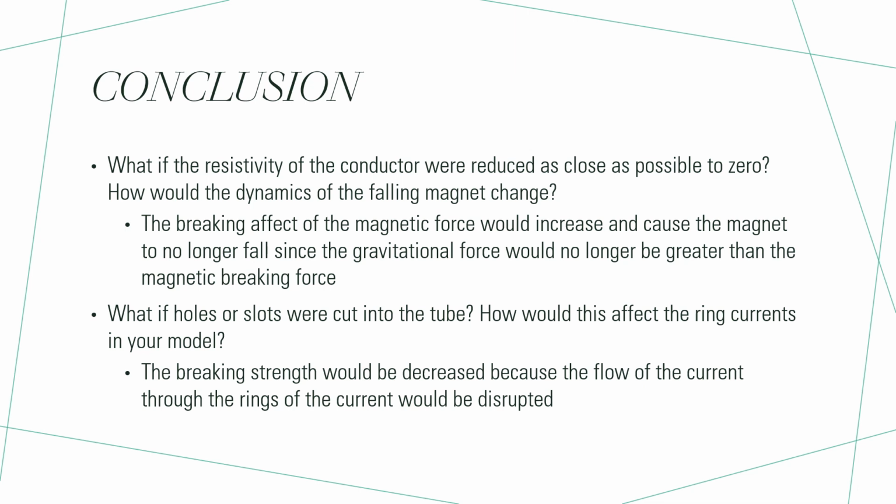Then finally, what if holes or slots were cut into the tube? How would this affect the ring currents? So the braking strength would decrease and cause the magnet to fall faster, because the flow of the current through the rings of the tube would be disrupted.